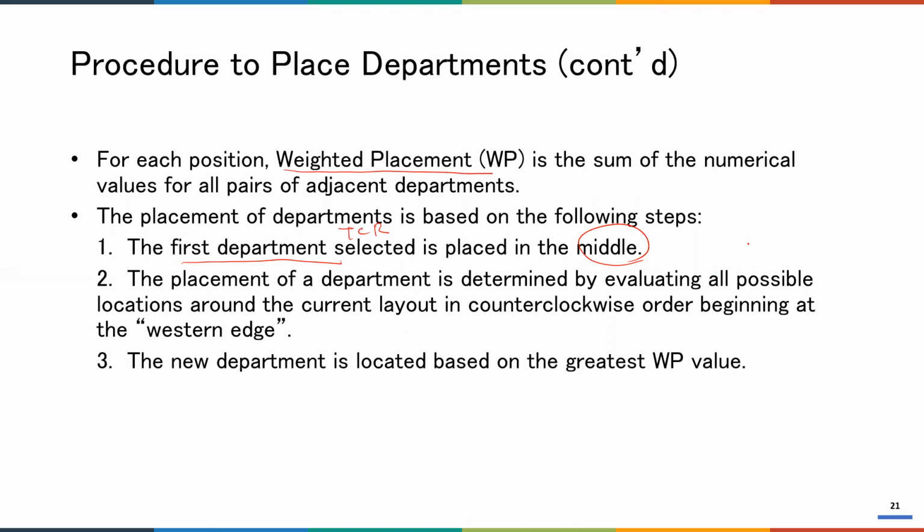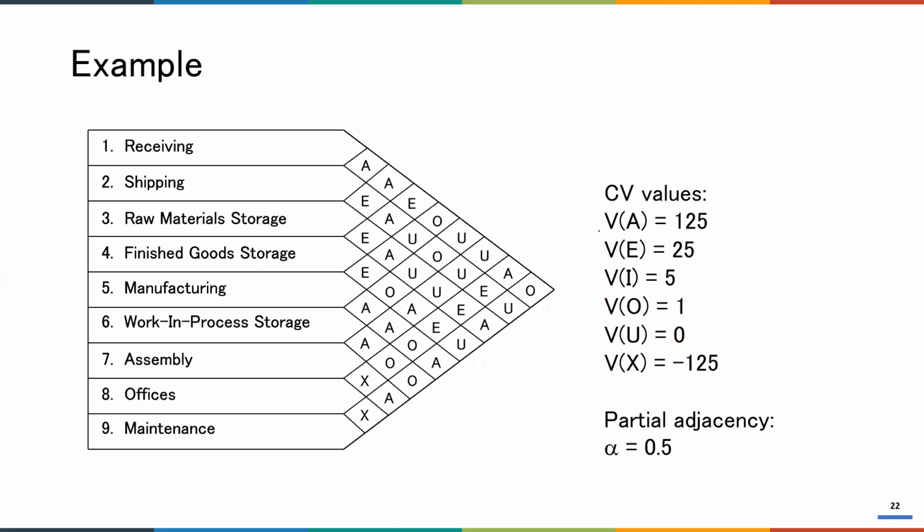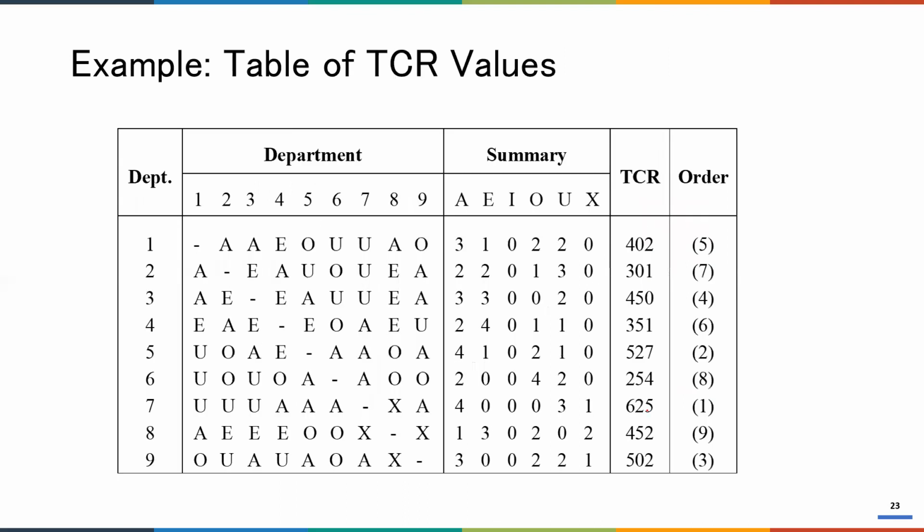And how we select the location is based on evaluating all possible locations using the weighted placement, with the greatest weighted placement value. So this is the example for calculation. Let's say there is a closeness value rating like this. If it's absolutely important, 125; especially important, 25, and etc. And if it's partially adjacent, then we give a half score.